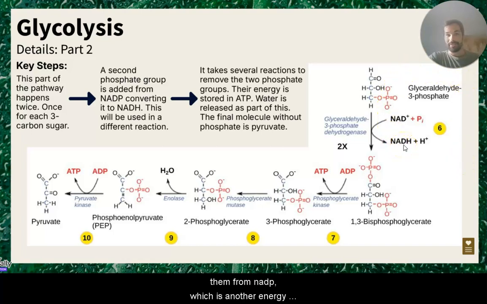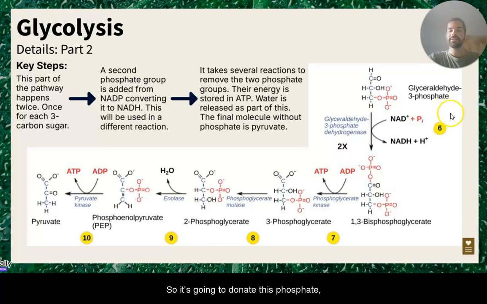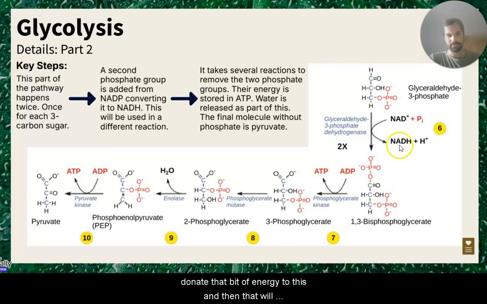Those get another phosphate group added to them from NADP, which is another energy storing molecule. It stores a phosphate on it. This is, again, a nucleotide-based molecule. So it's going to donate this phosphate, donate that bit of energy to this, and then that will produce an NADH, which will then go on to be used for another reaction.